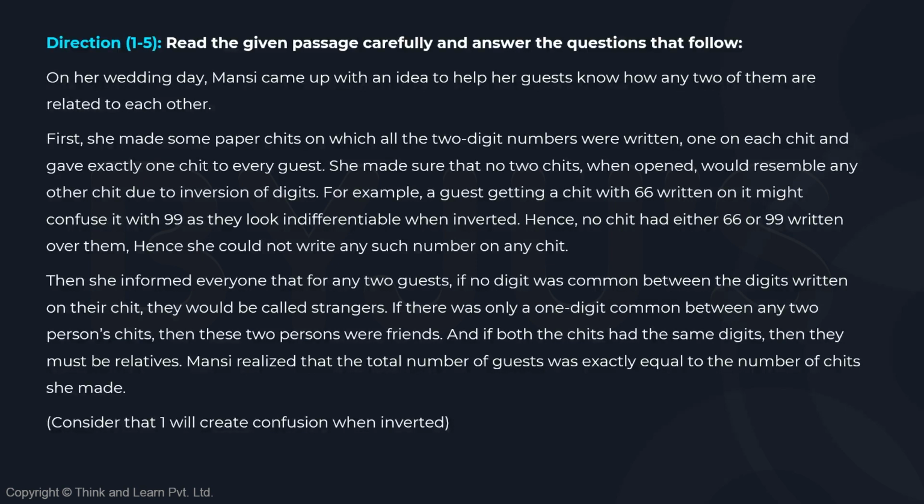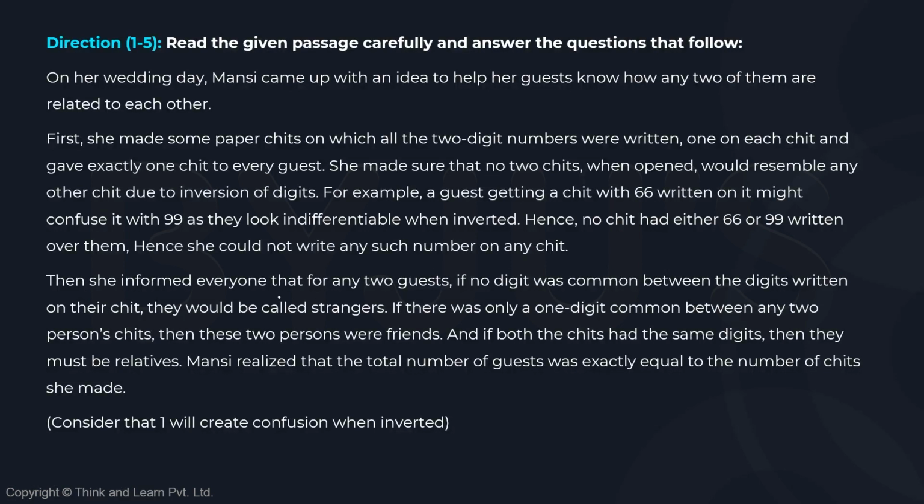First, she made some paper chits on which all the two-digit numbers were written, one on each chit, and gave exactly one chit to every guest. She made sure that no two chits, when opened, would resemble any other chit due to inversion of digits. For example, a guest getting a chit with 66 written on it might confuse it with 99, as they look indifferentiable when inverted. Hence, no chit had either 66 or 99 written over them. Hence, she could not write any such number on any chit.